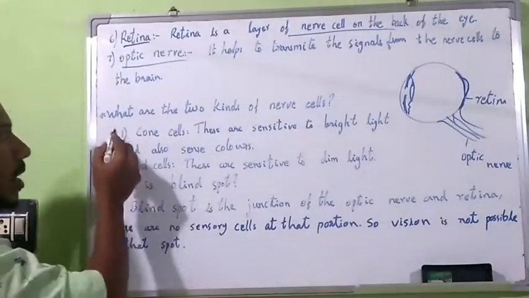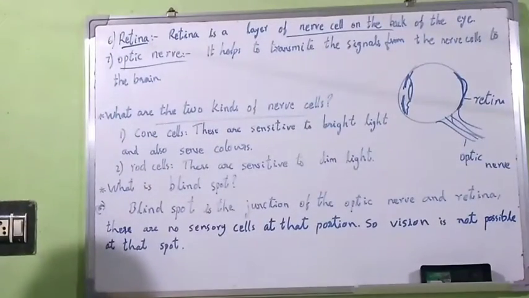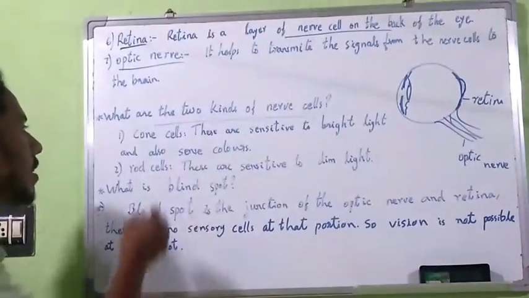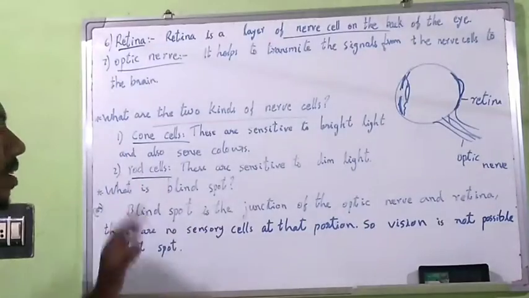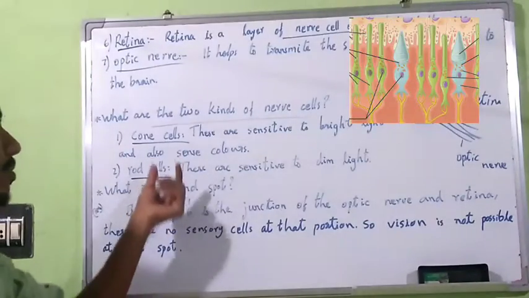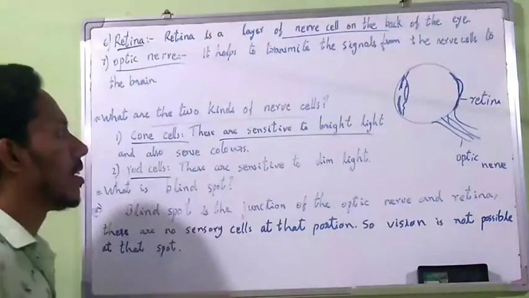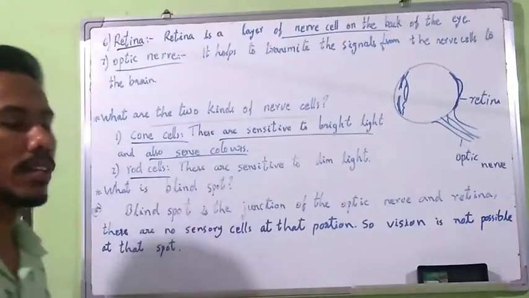Then what are the two kinds of nerve cells? There are mainly two kinds of nerve cells present in our retina. First one is cone cells and another one is rod cells. You can see the figure of cone cells and rod cells here. Cone cells are sensitive to bright light and also sense colors.